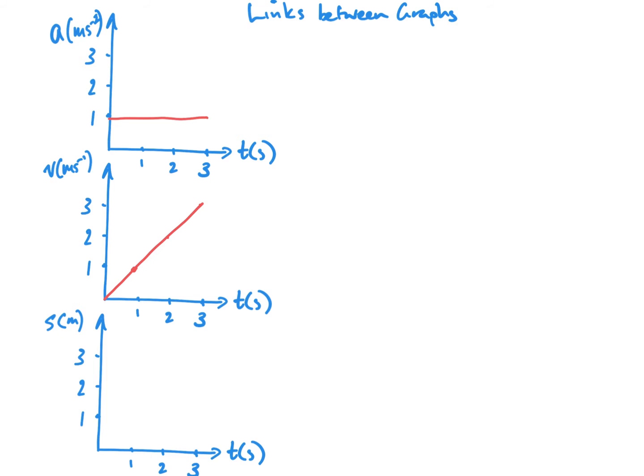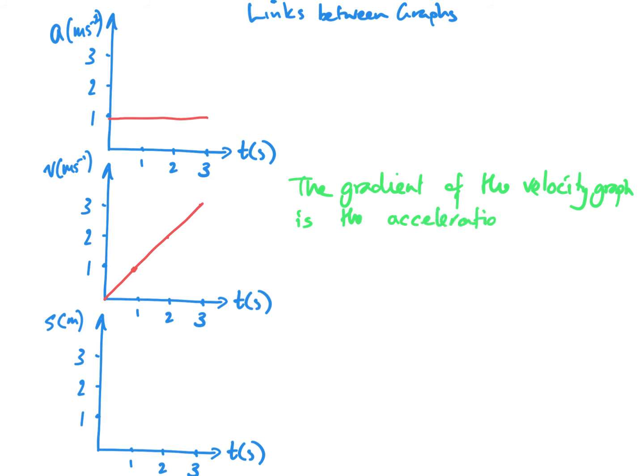I'll get rid of those green lines now that I was just using to talk about. And then we'll write that idea, that the gradient of the velocity time graph is the acceleration. And this diagonal line has a constant gradient, so the acceleration is constant.